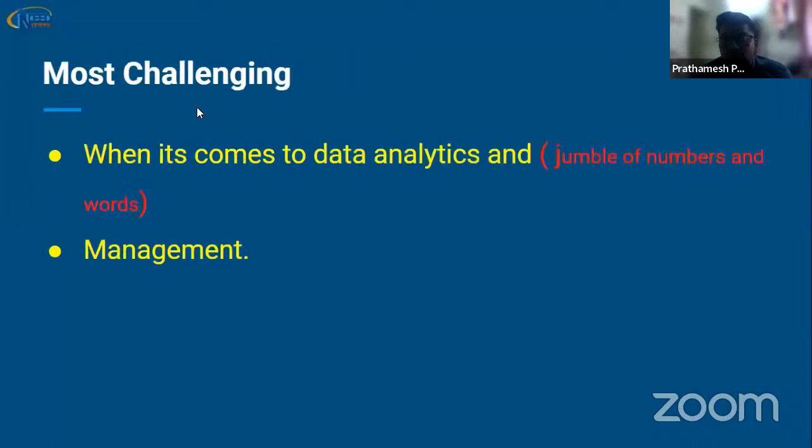So as far as data analytics is concerned in the healthcare industry, it's not an easy task for the people who work in the healthcare industry.